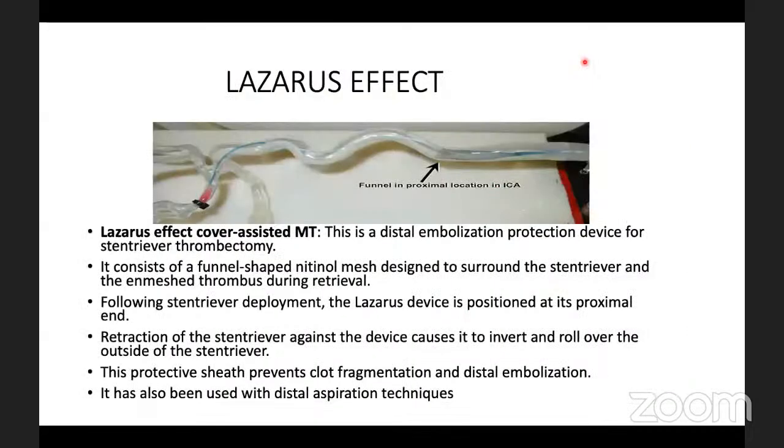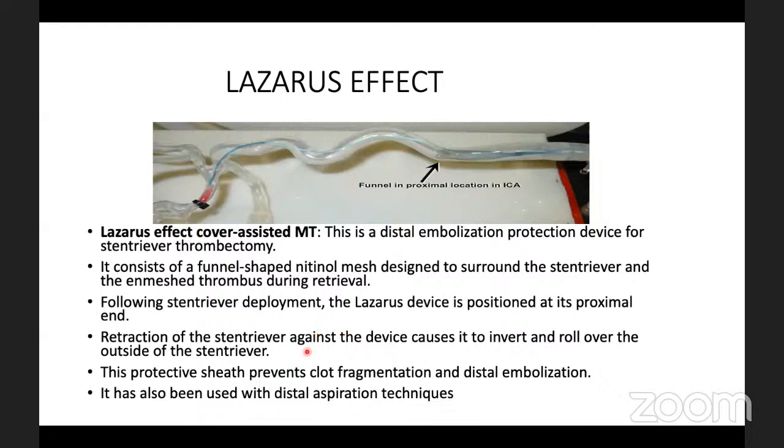Now this is the Lazarus effect. This is the distal embolization protection device for stent retriever thrombectomy. It consists of a funnel-shaped nitinol base designed to surround the stent retriever and the enmeshed thrombus during retrieval. So this is the device. It's a funnel-shaped device. Following stent retriever deployment, the Lazarus device is positioned at its proximal end.